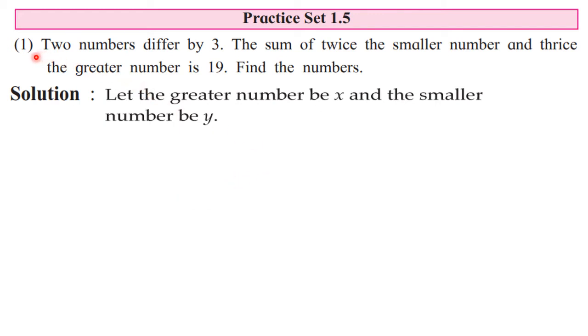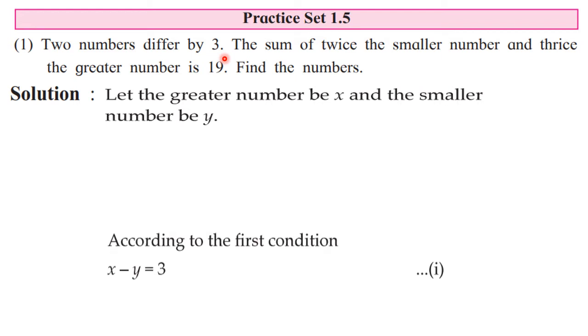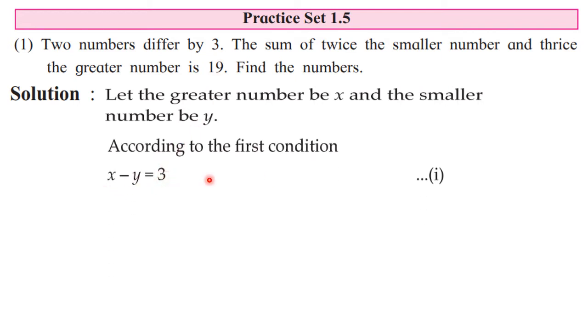So here we can read the first condition, two numbers differ by 3. So according to the first condition, what we can write is x minus y is equal to 3. Difference between these two numbers is 3, means the greater number minus the smaller number is equal to 3. This is our equation number 1.